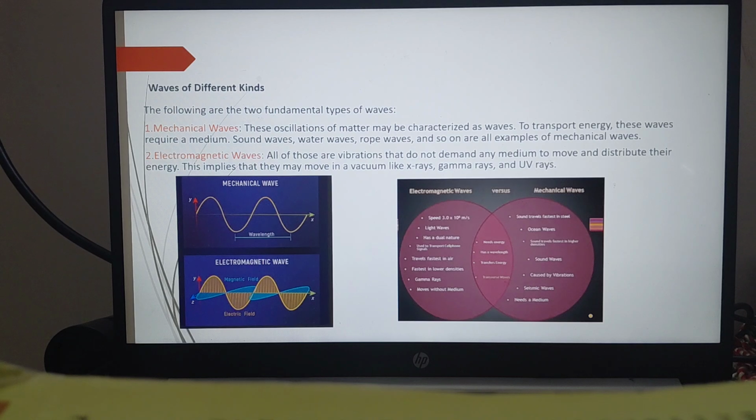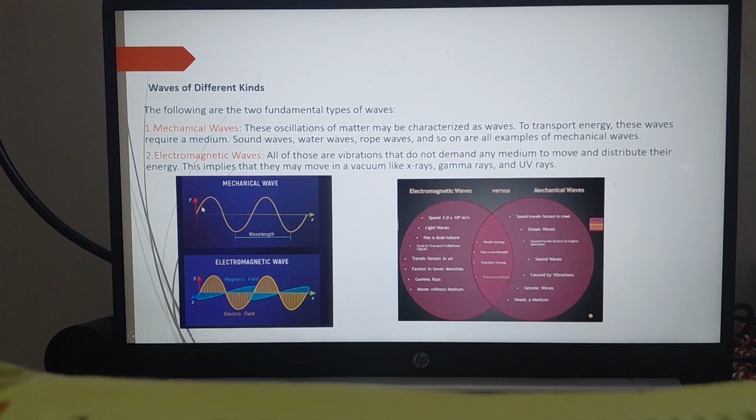In mechanical waves, sound waves are faster in steel. In our daily life we can observe this: if we touch or give a pinch of touch to steel, the sound waves will be produced, right? See, in the diagram, here it is the mechanical waves.